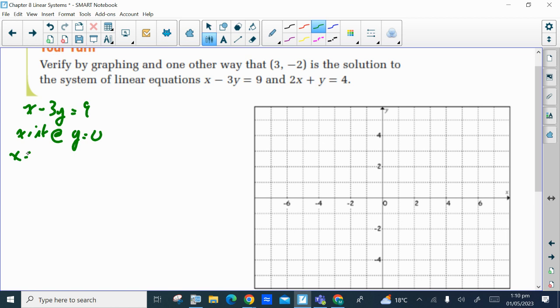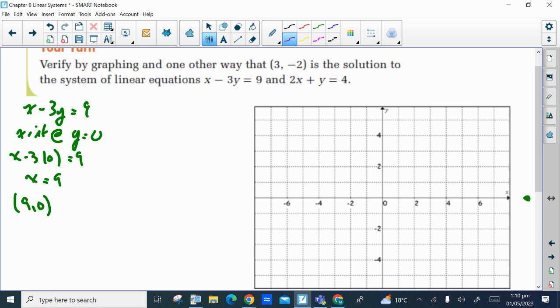If you let y equal 0, the y term will disappear. 3 times 0 is 0, and x minus 0 is just x. You'll get x equals 9. And that was where y was 0. So in this case, we're going to have to guesstimate where that is because our graph grid ends at 8. So we're kind of guessing where it is.